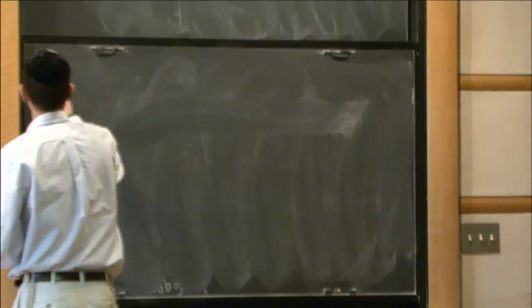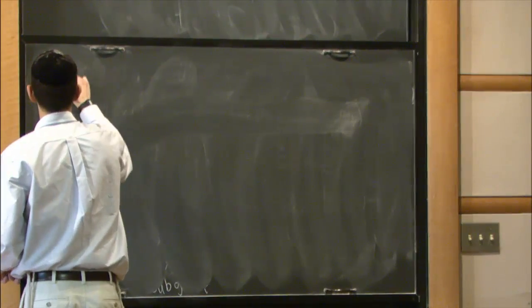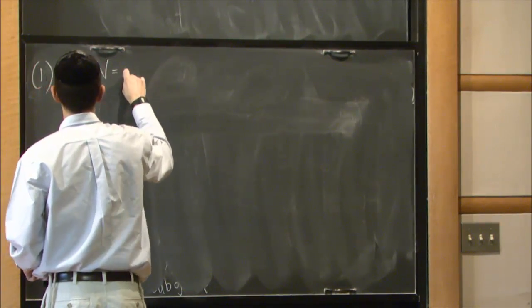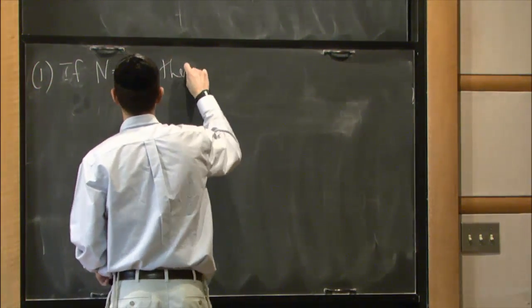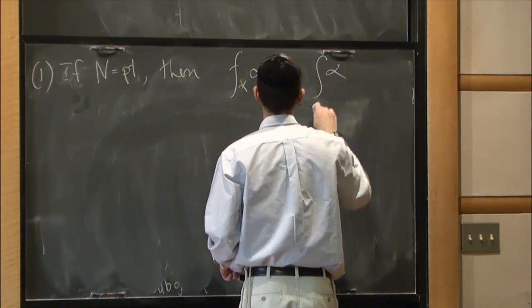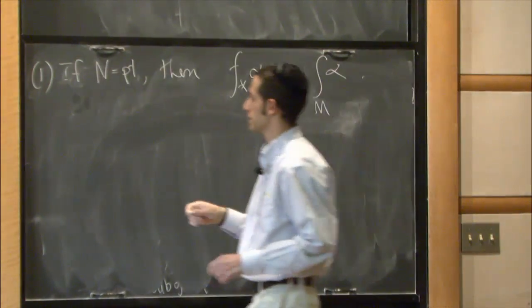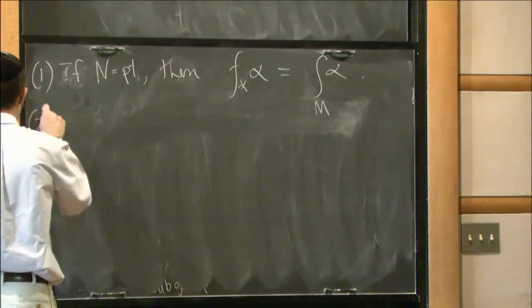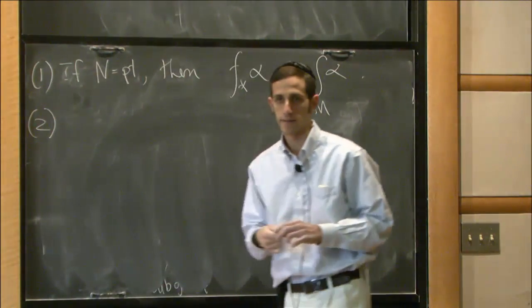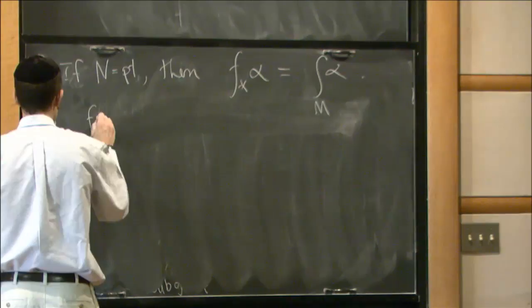Okay, so first of all, if N is equal to a point, then f star of alpha is equal to the integral of alpha over M. So it's a generalization of the usual integral. Second of all, it's kind of functorial in some sense.